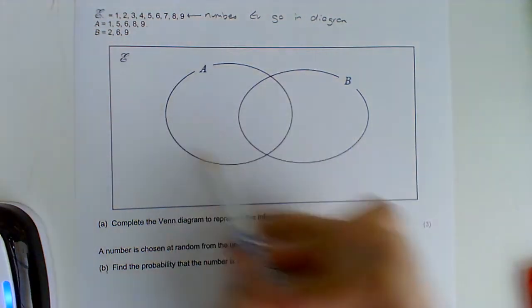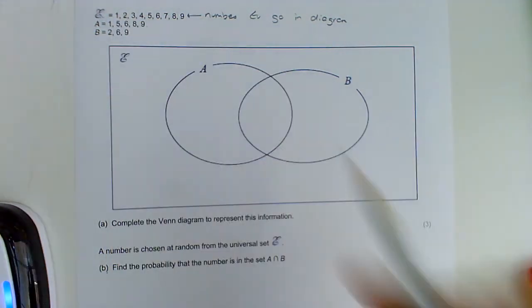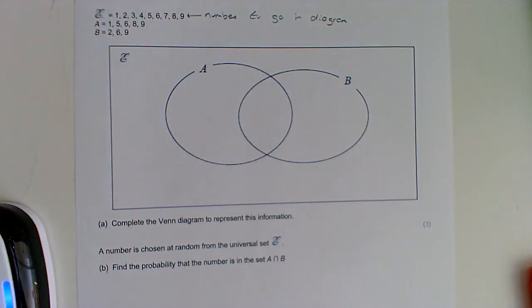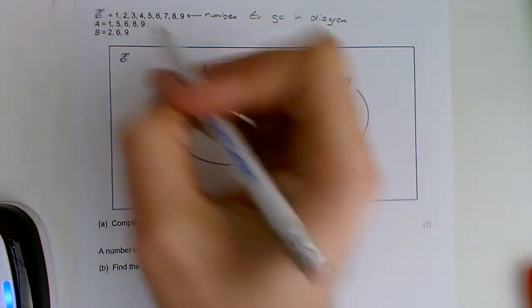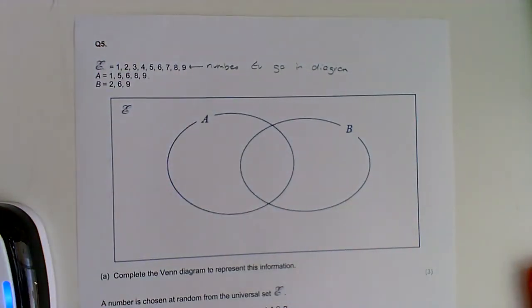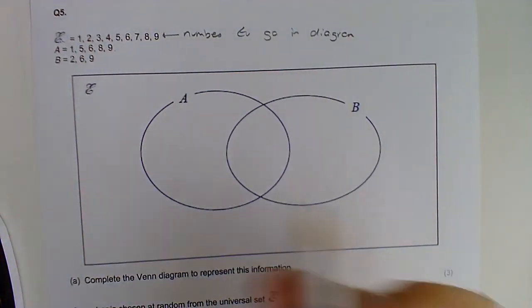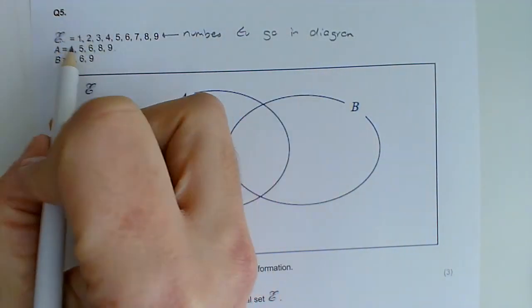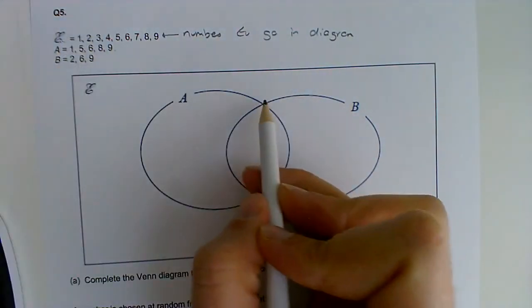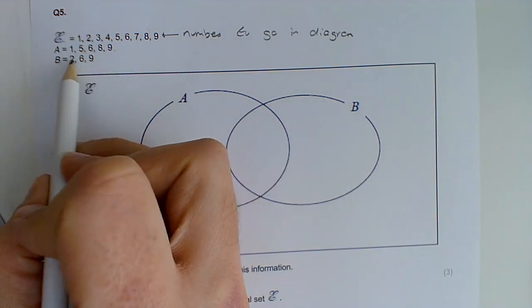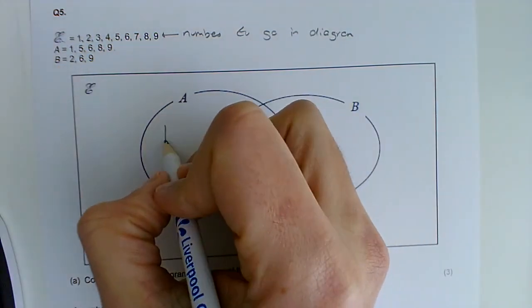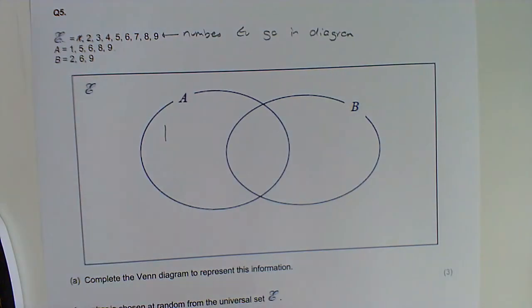Whenever you're putting in a data set like this, the best way to do it is to just go through each number individually. So let's take the first piece of data that we want to put in, which is that number 1. Where's that going to go? Well, I'm told it's in A, so it's definitely in this circle. Is it in the intersection as well with B? No, it isn't. So 1 is going to go in there and then just cross it off.